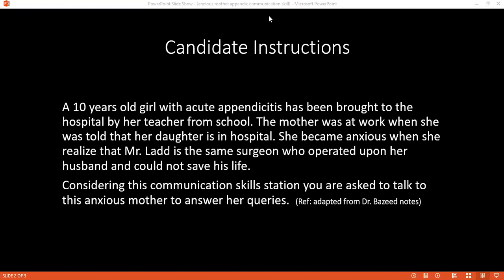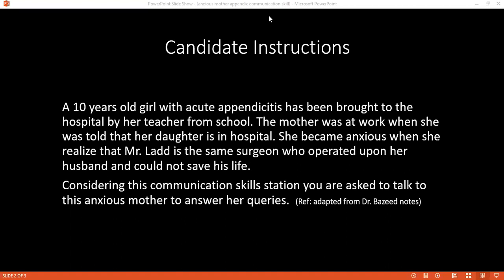I'm really worried, doctor. I haven't seen her since morning, and suddenly someone calls me and tells me she's in the hospital. Doctor, where is she? Can I see her? I'm really so sorry to hear that. But firstly, can you please tell me what you know so far about your child's condition?